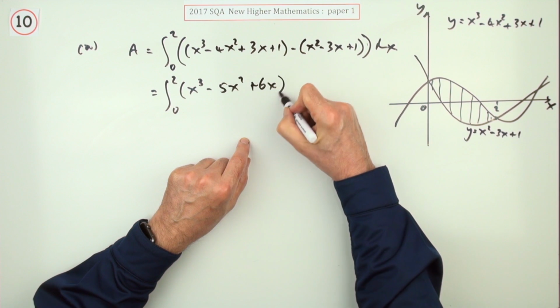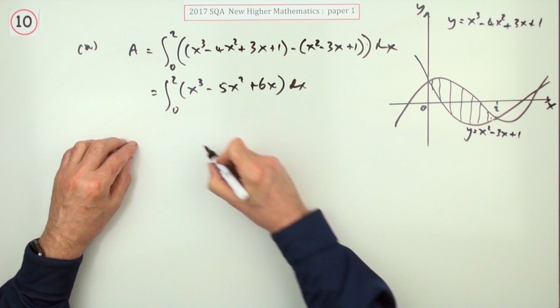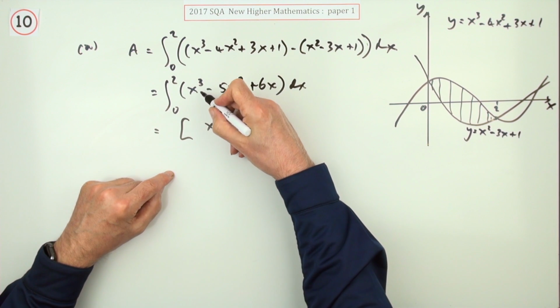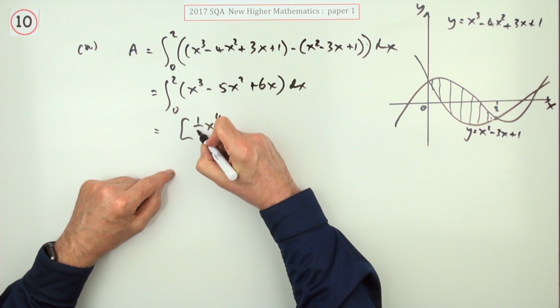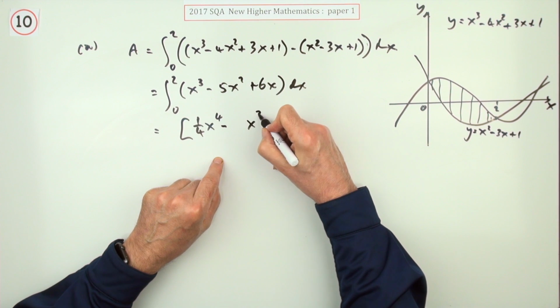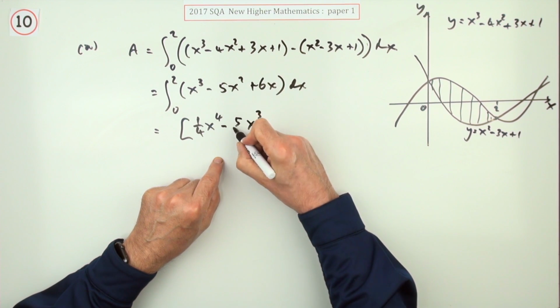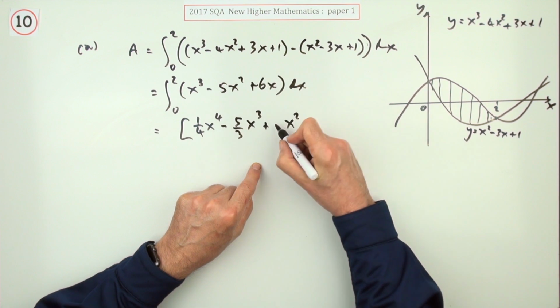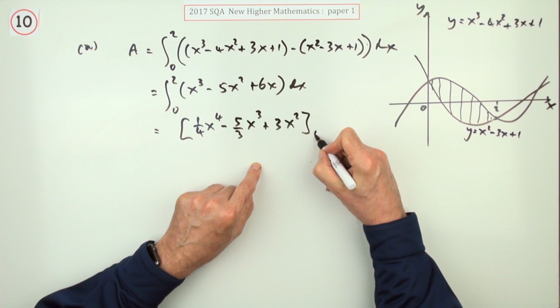1 take away 1, so it goes down to that. Now you're ready to integrate. The power goes up by 1, divide by the new power, so that's a quarter, or you can put it over 4. Next one, up to power 3, divide by 3. Next one, up to power 2, and when you divide by 2, that just goes down to a 3.